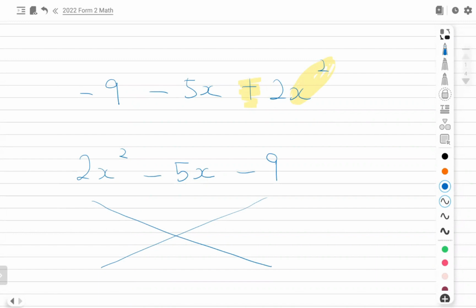Only when the number attached with the x squared is negative, then we have to change it to positive. It's not the whole row, it's about the number attached with the x squared. Others not important. So you can jot down the notes here. It's the number attached with the x squared. Okay.